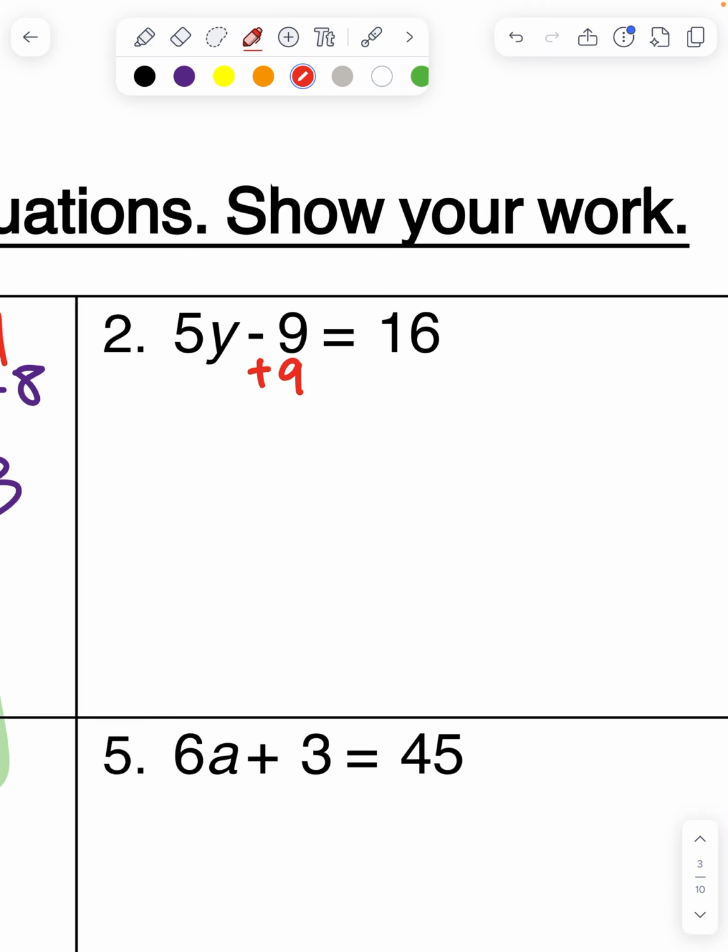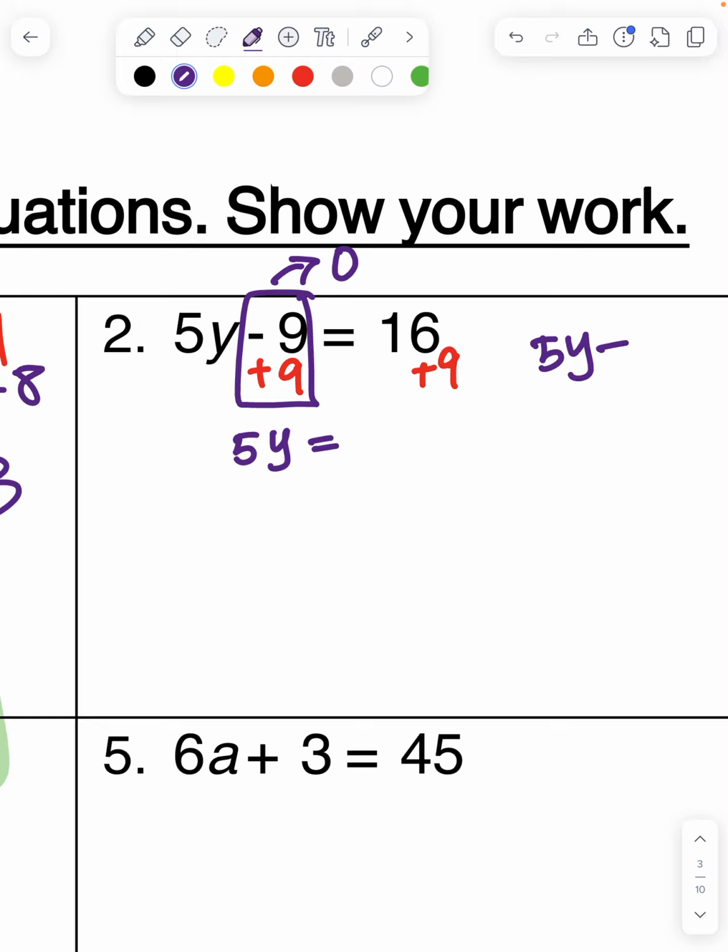Add the 9. So in my new equation, negative 9 plus 9 becomes 0. It's gone, right? So we have 5y left. I don't need to write 5y plus 0, we don't need to keep the 0, right? 0 means nothing, so we just don't write it. Okay, on the other side, 16 plus 9, that's 25. So 5y equals 25.